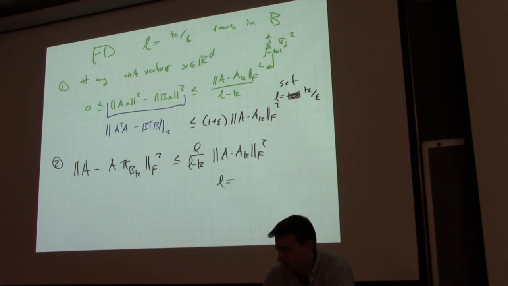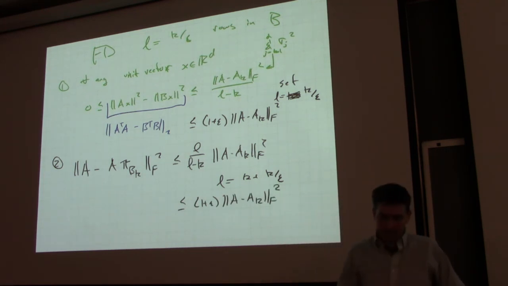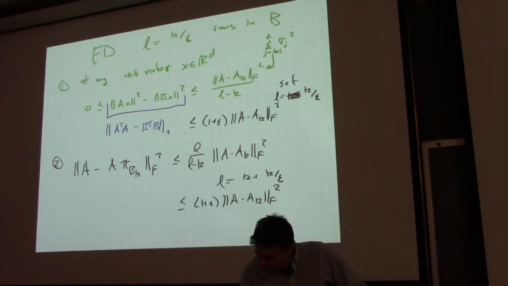And so now if I set L equal to K plus K over epsilon, then this becomes like this. Oh, and this didn't need K. Sorry.